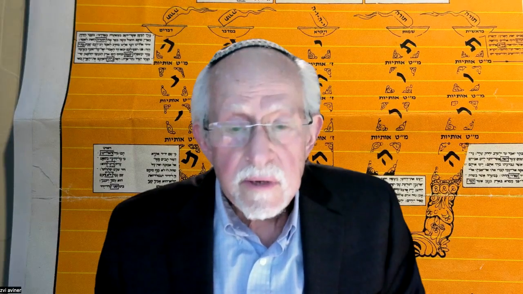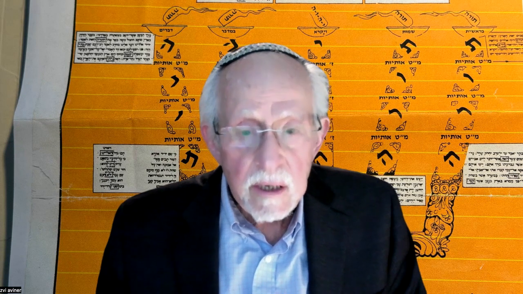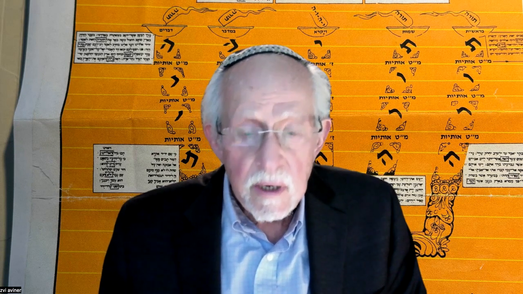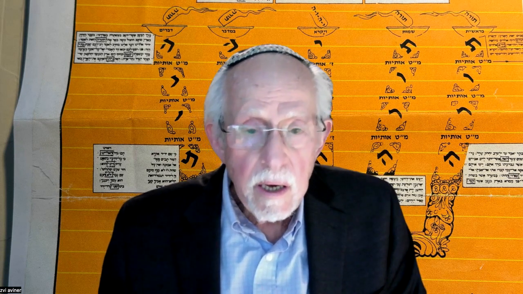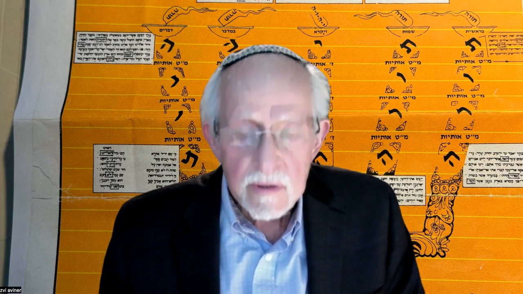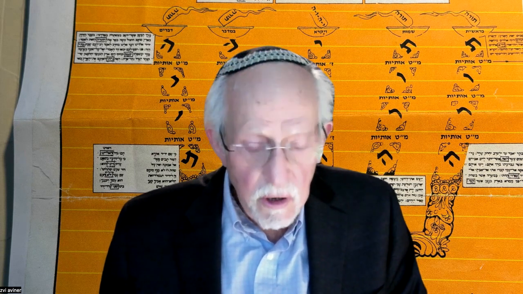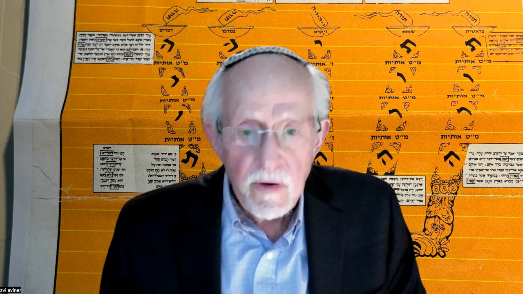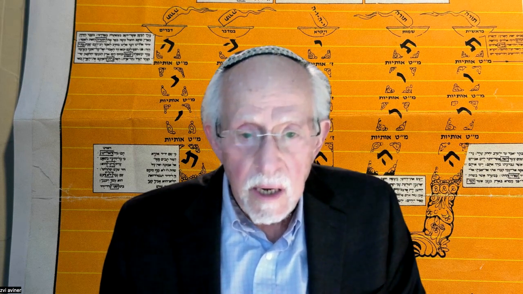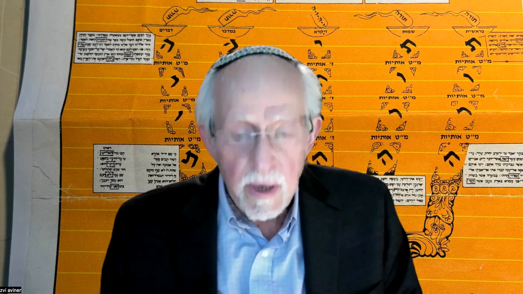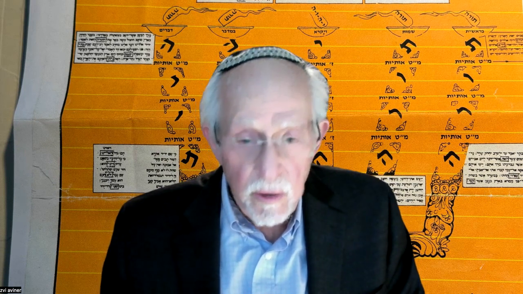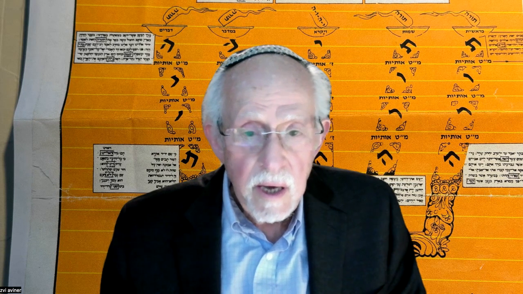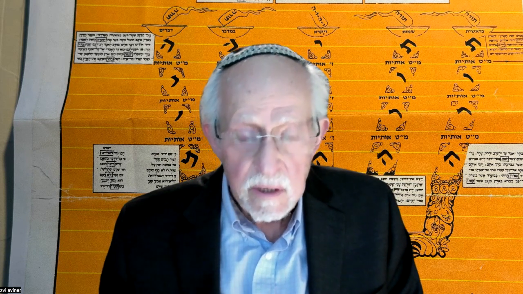Hello, my friends. Today we study the first parsha in the book of Leviticus. It's called in Hebrew Vayikra. And before we start, let's take a bird's-eye view of the book itself and what it contains.